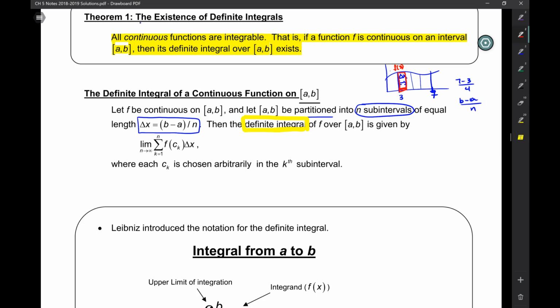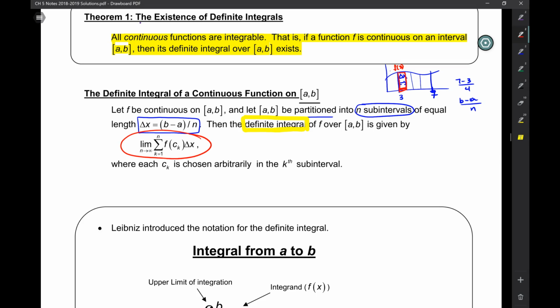If I do f of 3, which is that height, times that length, what does that give me? The area, right? So that's the area of that red one only. Now, if I add up all of them, that gives me the area under the whole curve. Is that right? And that is a definite integral. It just keeps going and going and going.